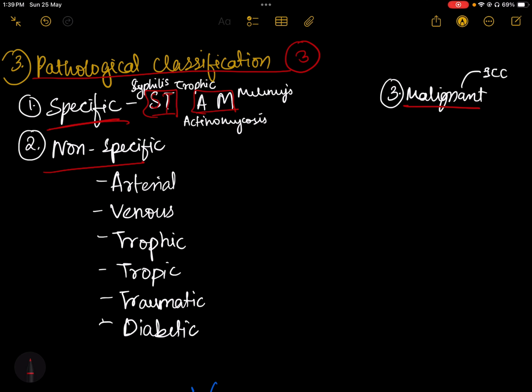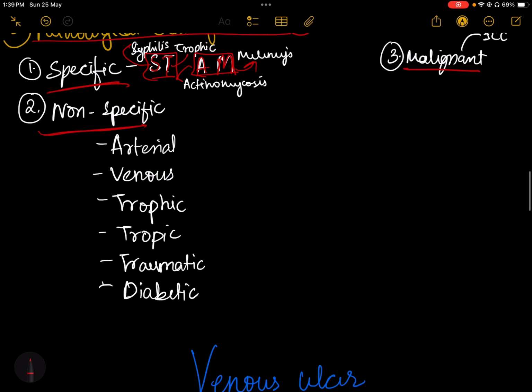It is STAM, STAM. S stands for ulcer due to syphilis, T for trophic ulcer, A for actinomycosis ulcer, and M for Meleney's ulcer. Now non-specific ulcers may be arterial ulcer, venous ulcer, trophic ulcer, tropic ulcer, traumatic ulcers, or diabetic ulcer.